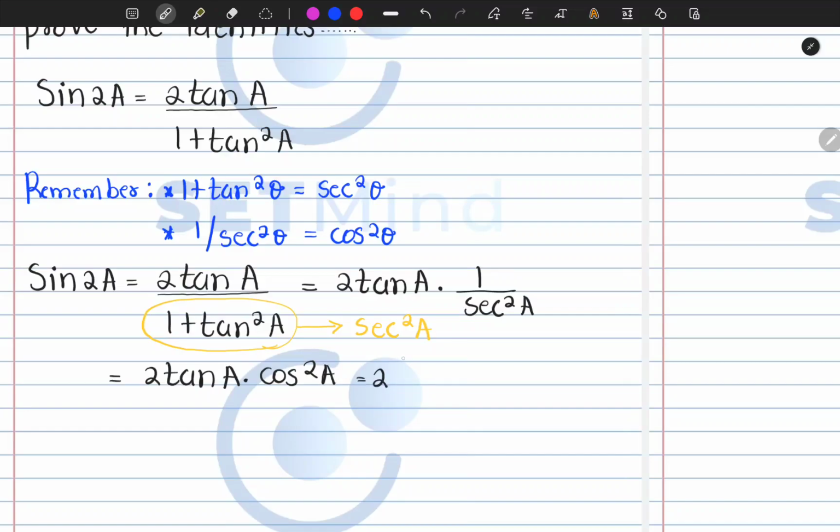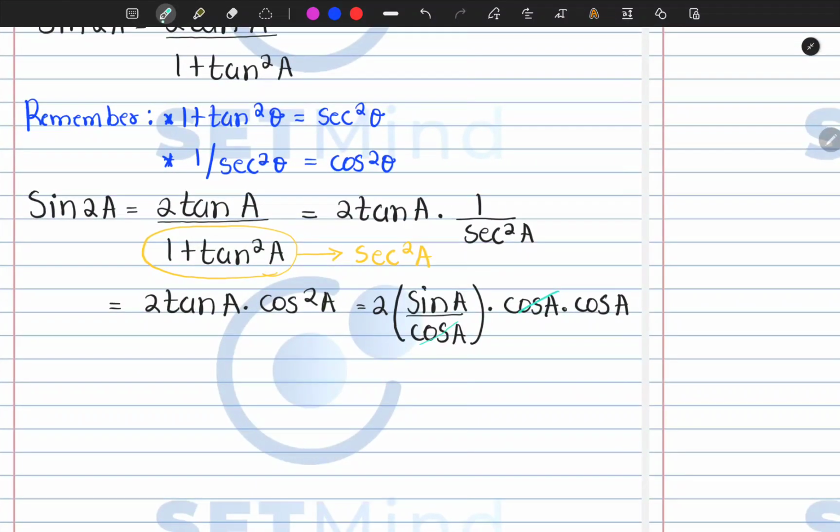And this is easy. We know what tan is. Tan is always sine over cos. So tan of A will be sine of A divided by cos of A. And then our cos there will be squared, so it's cos A multiplied by cos A. That is how we get the squared. And if you look carefully, the cosines end up cancelling. And what we end up having is 2 sine A multiplied by cos of A. And this is sine of 2A.